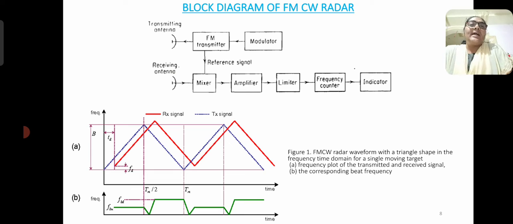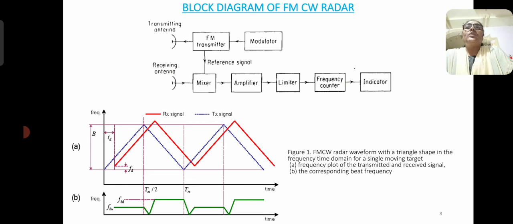So this is the block diagram. What is the block diagram? What we are having under consideration, now we are going to see. In the block diagram we are having the transmitting section and receiving section. In the transmitting section we are having the FM transmitter with the corresponding FM modulator, then mixer, amplifier, limiter, frequency counter and indicator.